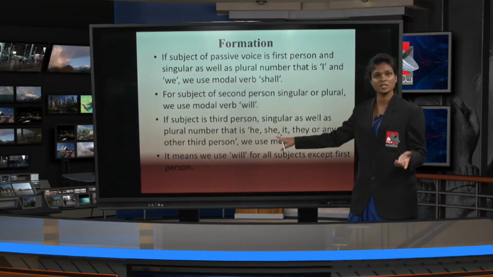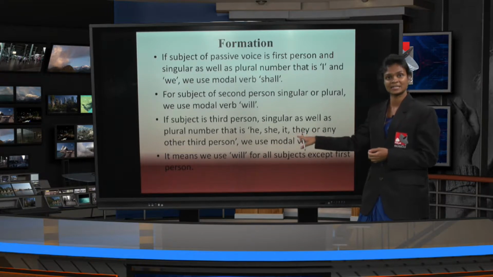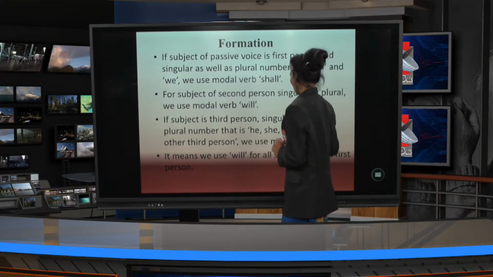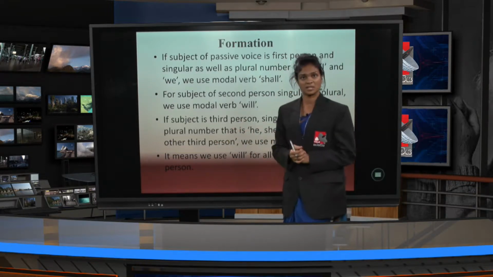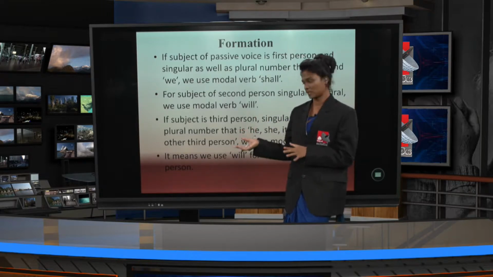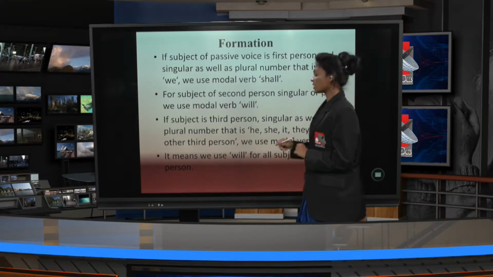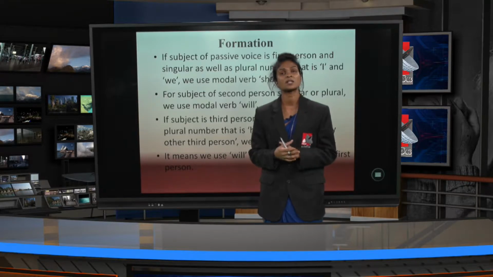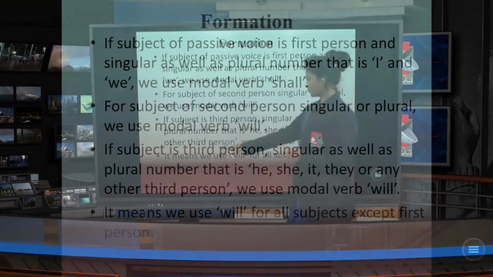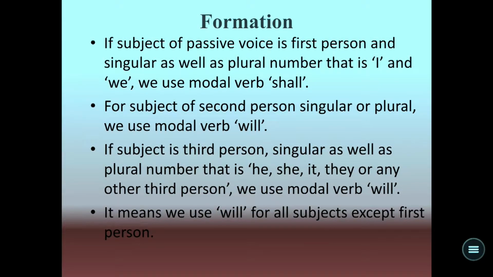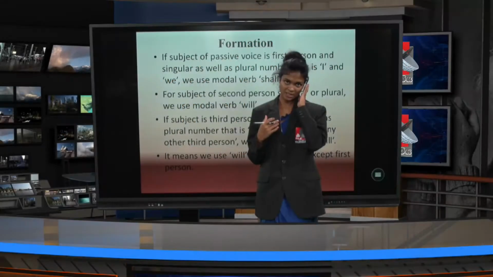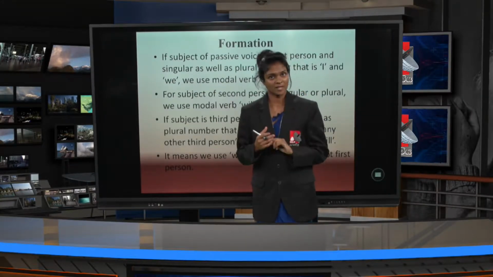If the subject is third person, singular as well as plural, what are the third person singulars? He, she, it, and they or any other third persons. That means those are plurals. We use the modal verb again, what? It's will. It means we use will for all subjects except first person. But now we can use will also for first persons, like I will be, we will be, like that.